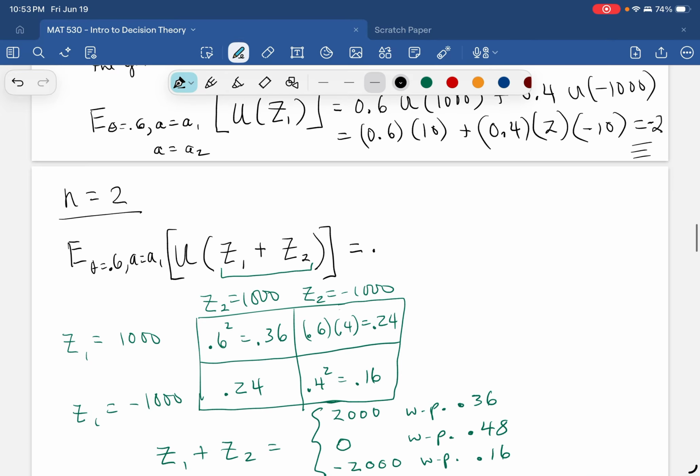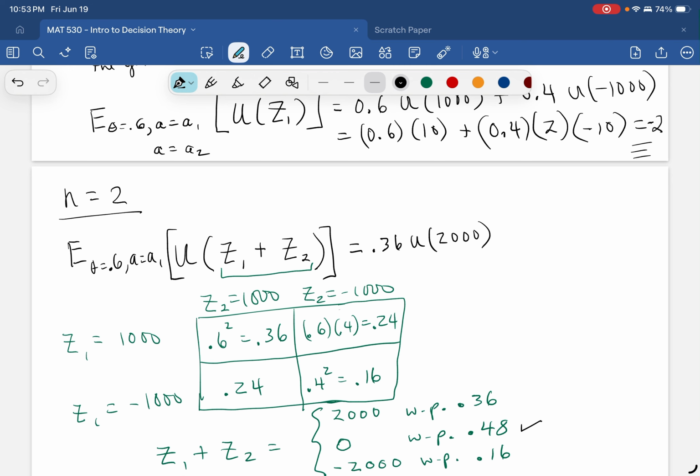So with probability 0.36, we would win $2,000. And then with probability 0.48, we would have one win and one loss, so we would win nothing. And then with probability 0.16, we would lose $2,000.